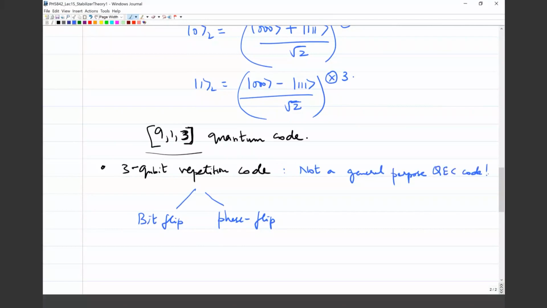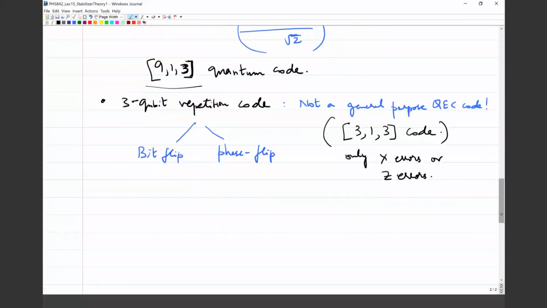Right? But within that limited set of errors, if you assume that your world has only X type error or your world has only Z type error, then you can think of this as a [[3,1,3]] code, right? With the caveat that you only have X error or Z error. And what does this Hamming bound that we discussed yesterday tell us?